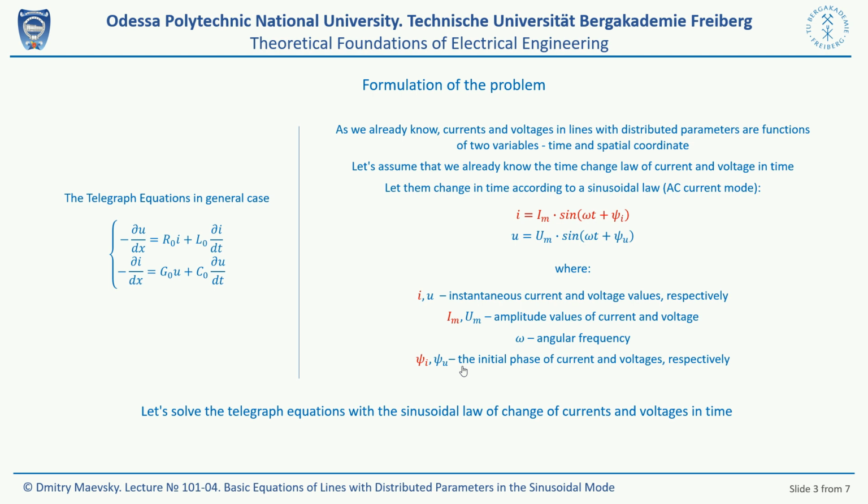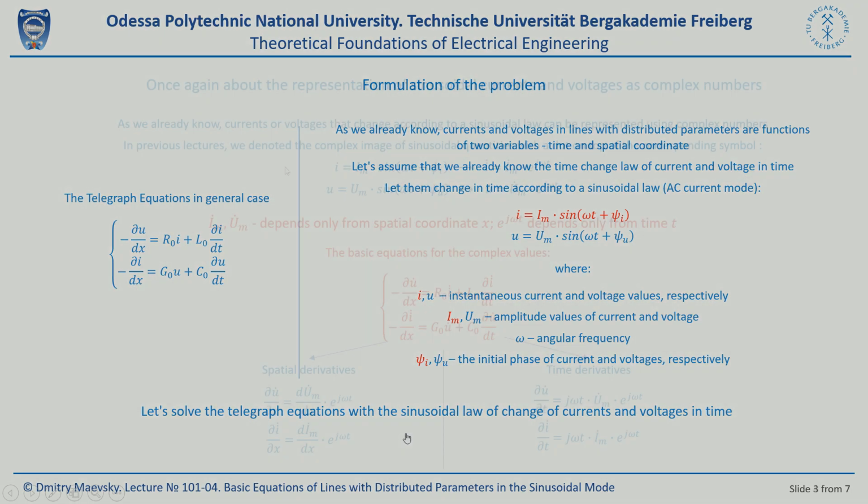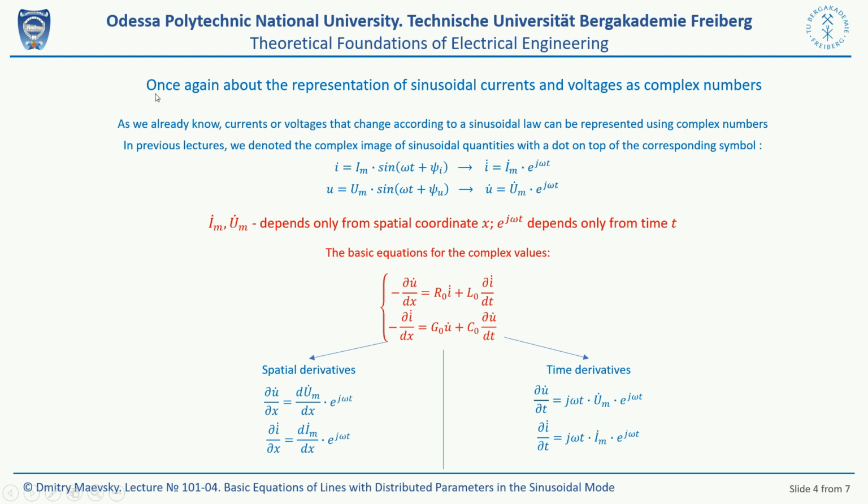If the law of change of current and voltages in time is known, then from the solution of telegraph equations we only need to determine the law of change in the spatial coordinate, only in the spatial coordinate. Let's get started. In our lectures on the topic AC electrical circuits, we said that the sinusoidal functions of time can be represented as a complex number.